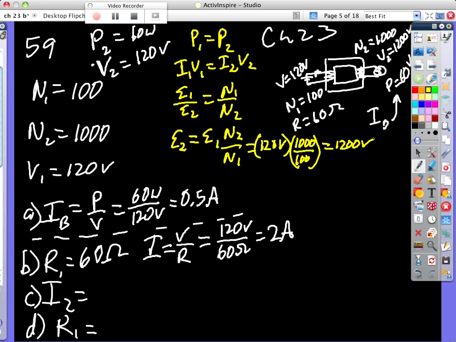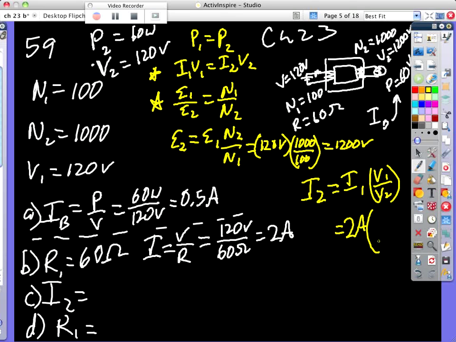Remember, we used this first. Now we're going to use this, because we can say, what is I2? I2 is going to equal I1 times V1 over V2. And what was I1? 2 amps. So we have 2 amps, and V1, which is 120 volts, over V2, which is 1,200 volts. That gives us 0.2 amps.